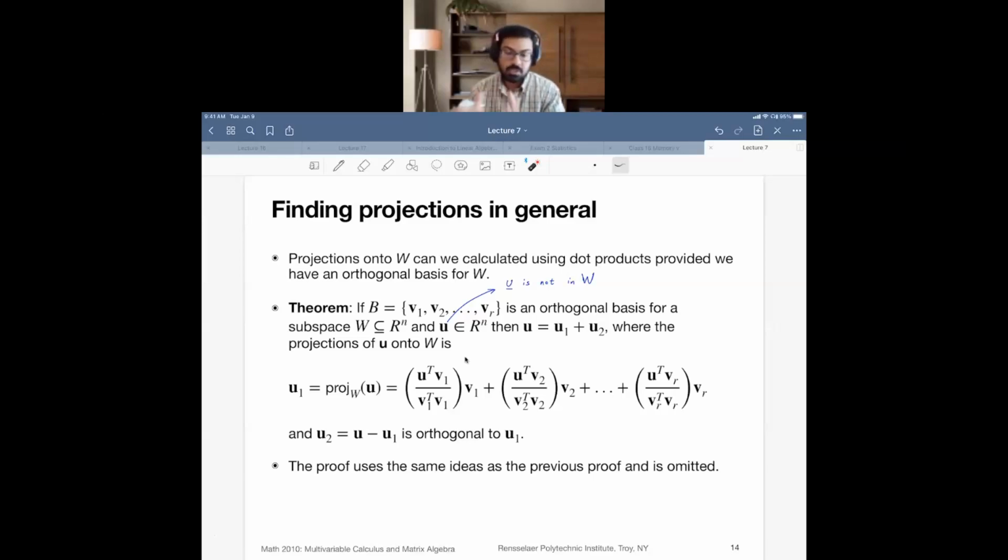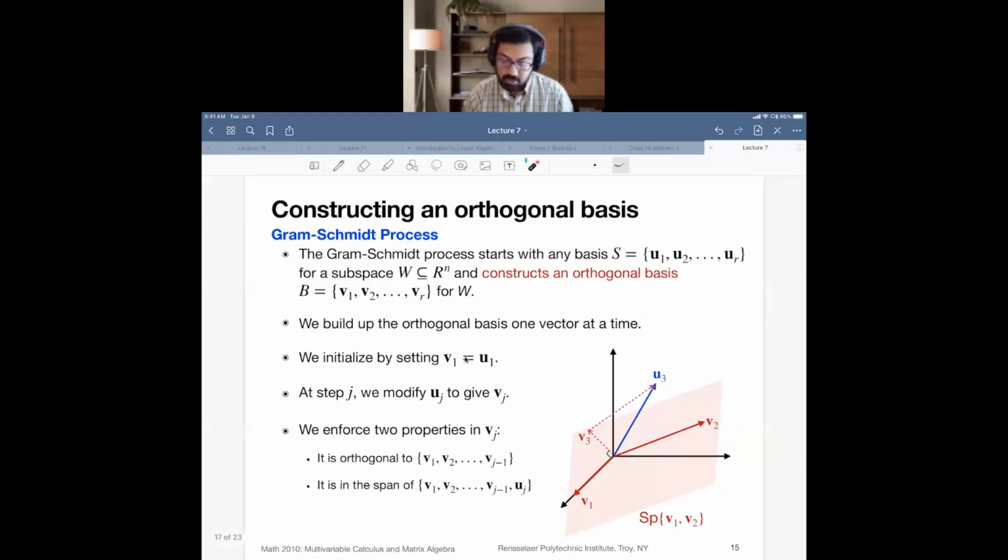Once you find the projections, you will see how much of U you need using V1, how much of it you need using V2, and so on, if you are starting with V1 and so on up to VR as an orthogonal basis. If this was orthonormal, then we wouldn't need to do these things, right? We wouldn't need to divide by the norms. That's the only difference. So let's try to do an example here.